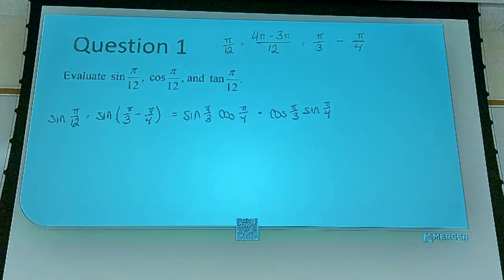A question. In the test, you're going to give us again the sheet with the circle and values? I'll give you the unit circle one, yes.